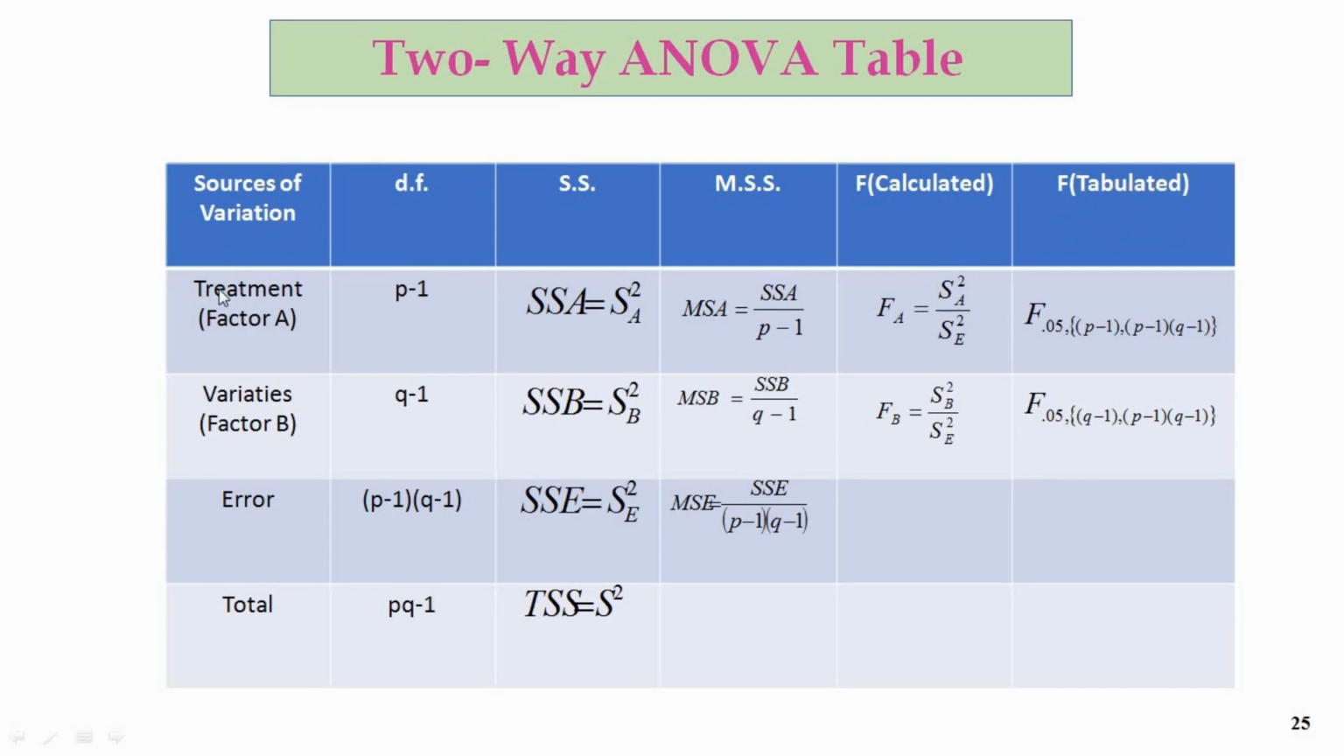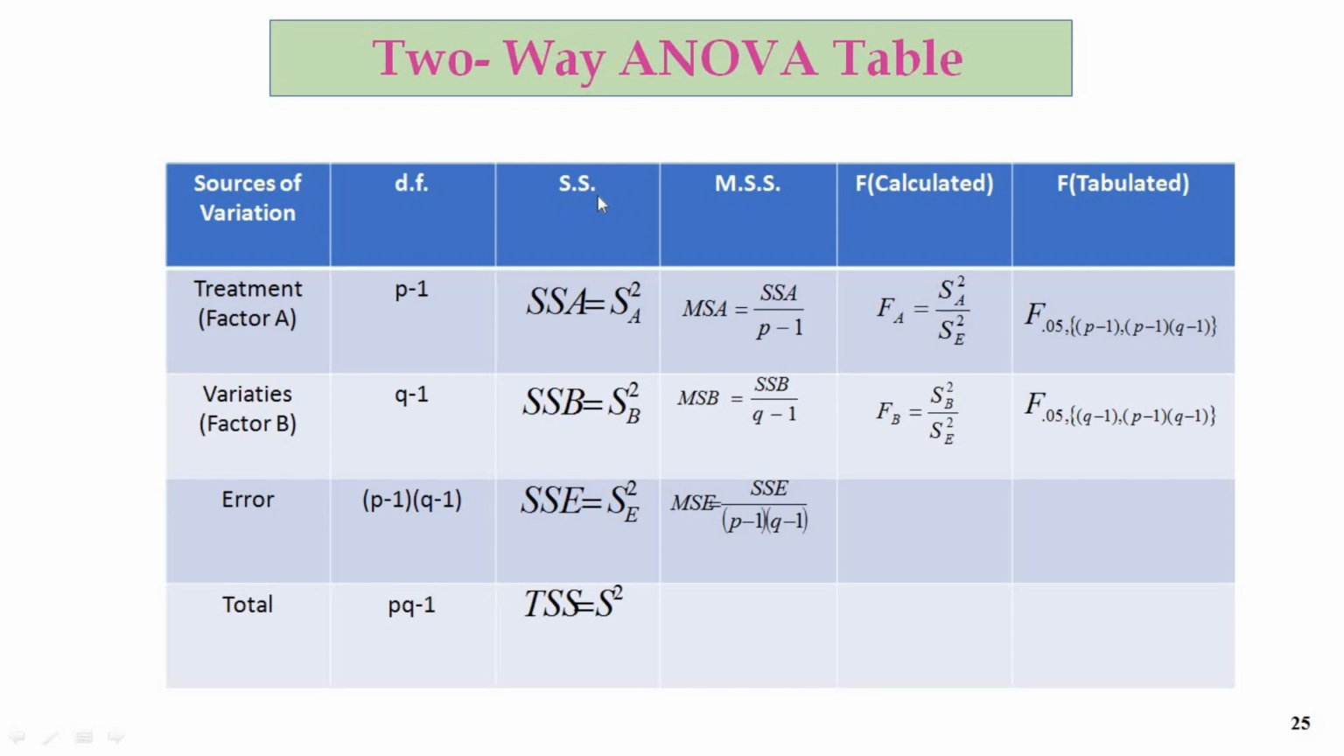And here in sources of variation, you see factor A, which is treatment, then factor B, which is varieties, and error, then total. So the degrees of freedom for factor A is P minus 1, the degrees of freedom for factor B is Q minus 1, (P minus 1) times (Q minus 1) is the degrees of freedom for error, and PQ minus 1 is the total degrees of freedom.